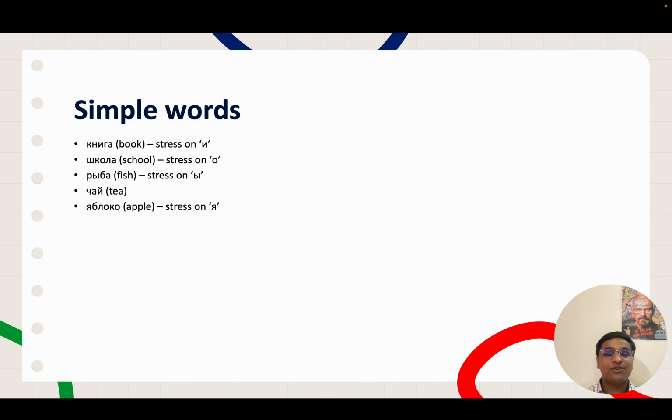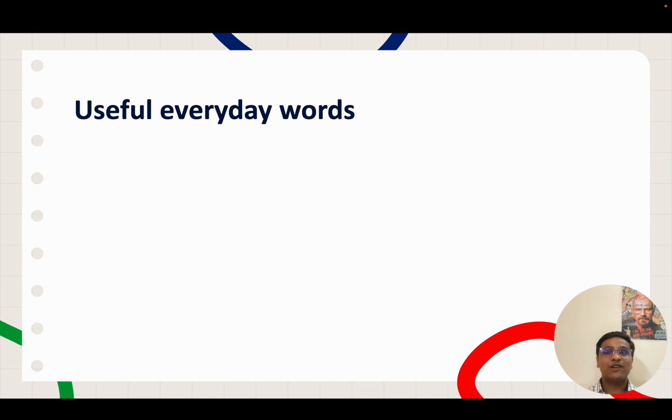So when you learn a new word, you must also learn which vowels are stressed in it. This comes by practice or when you learn new words. Next we have yug. Yug means south direction. And the spelling is simple. It's just U and G. Let's move on to some useful everyday words now.